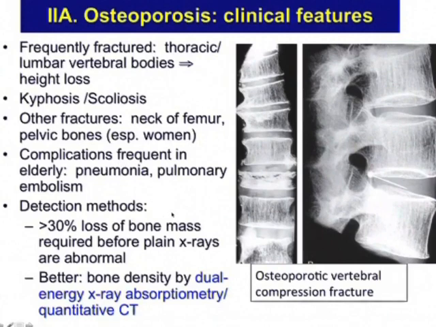And this is really why, if your grandma slips and falls in the snow, she's more likely to break her hip than you are, right? And that's because of the postmenopausal and aging-related changes that happen in the bone.